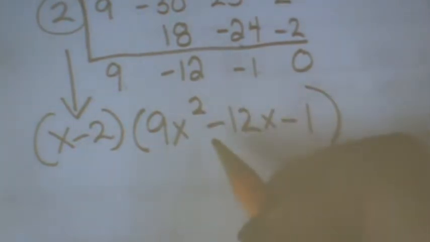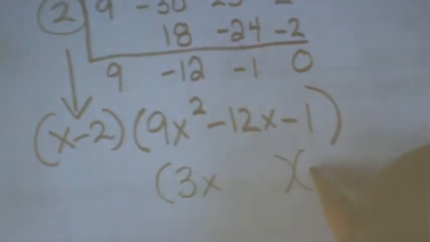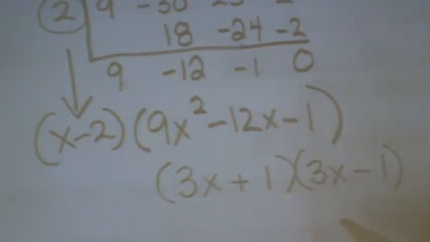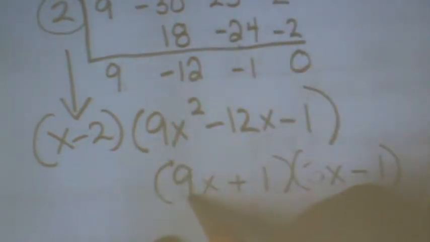Now, this might be factorable. Does anyone know if this factors? 3x. I'm looking at these two and saying, hey, these are perfect squares. Plus, let's try. No. Does that work? No, because that's the difference of 2 perfect squares. How about 9? Is 9 and 1 going to work? Or we may have to use the quadratic formula.